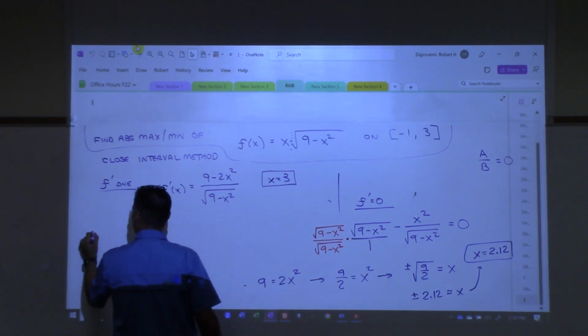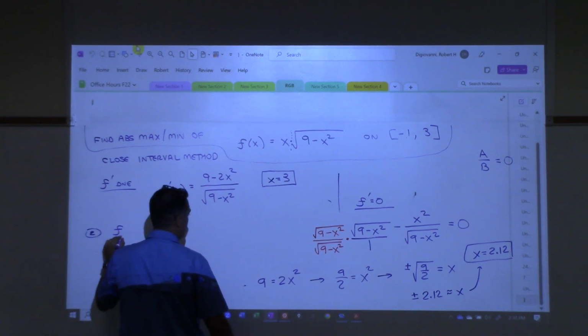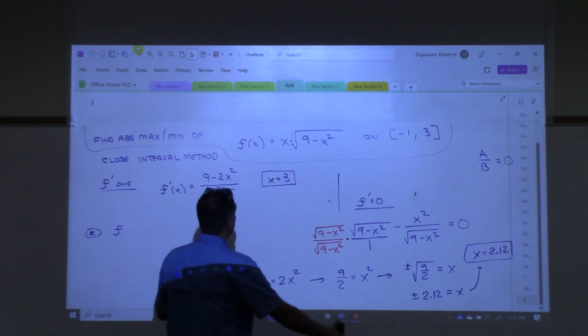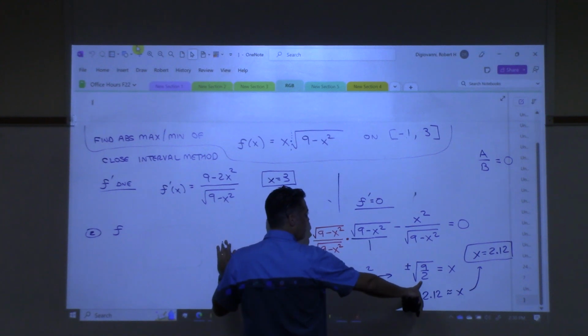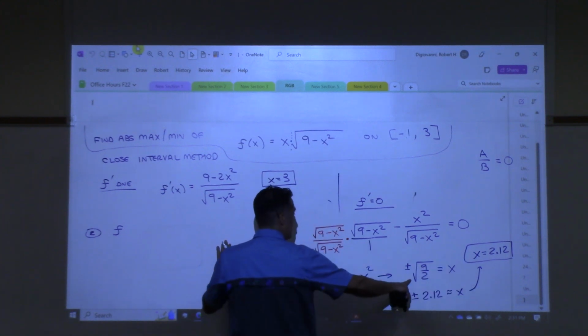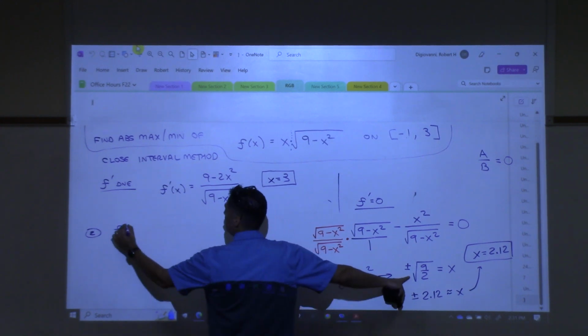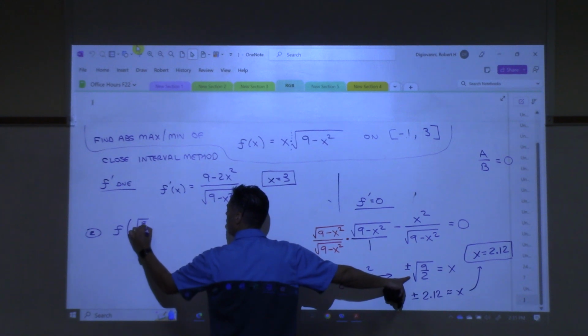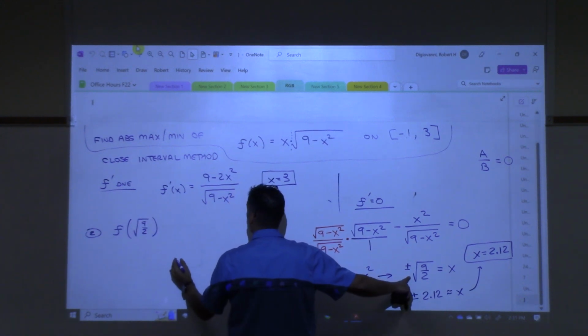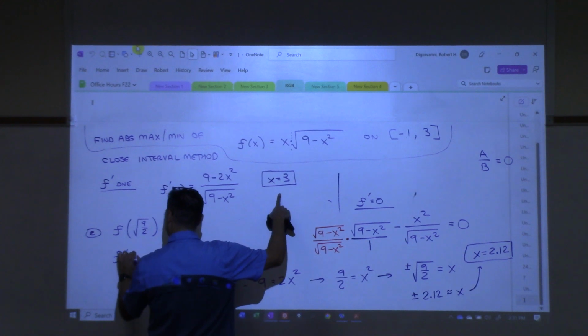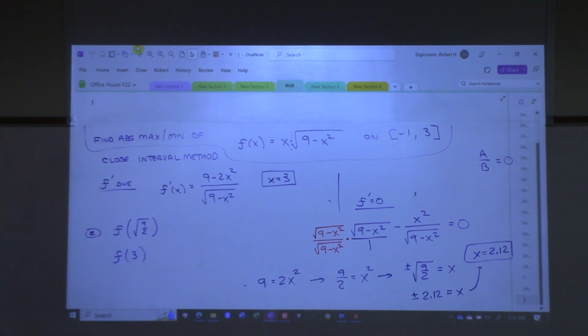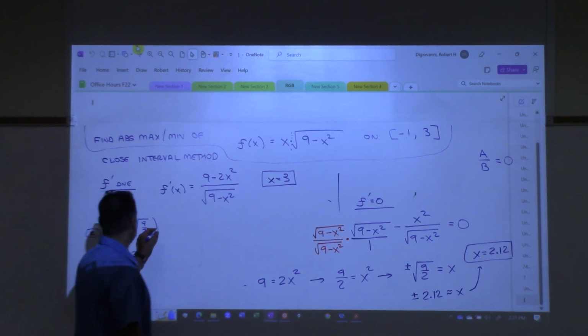Step 2, I'm going to plug in the two critical numbers. Now, when I plug this in, I'm not going to plug the decimal in. I'm going to do this one right here. It was the positive, wasn't it, of this? So I'm going to do f of root 9 over 2. And then I've got to plug in 3 as well, my two critical numbers. And I'm plugging those into the original function.